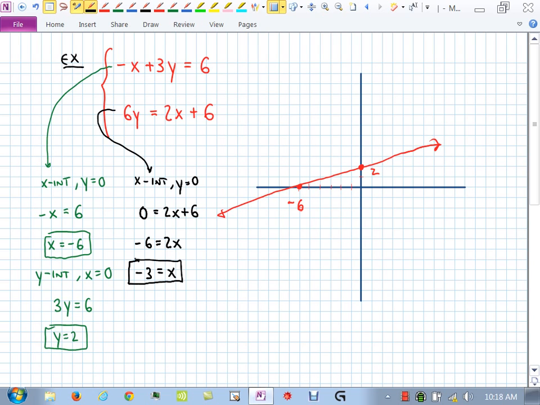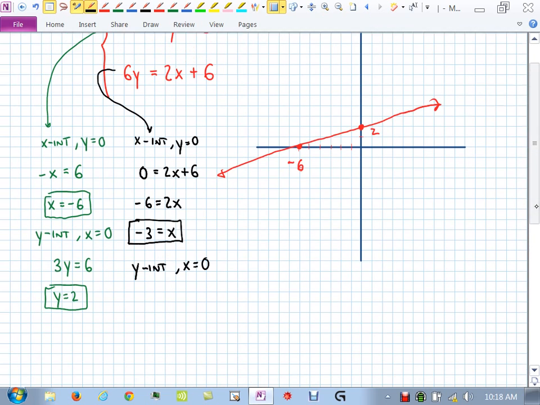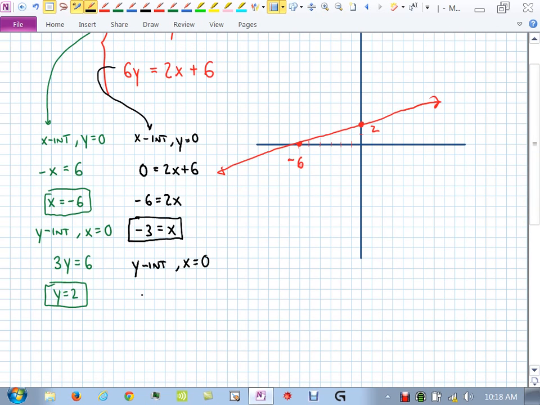Now the y-intercept. To find the y-intercept, I set my x to 0. So if you do that, what will your equation look like? If I let x be 0, what is it? 6y equals 6. And now to solve for y, divide by 6, y is 1. So go to your x-intercept of negative 3, which is here, and a y-intercept of 1, which is here.